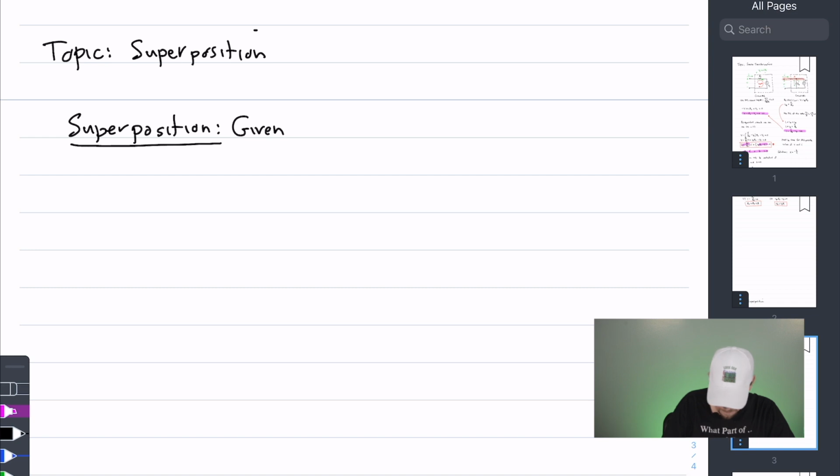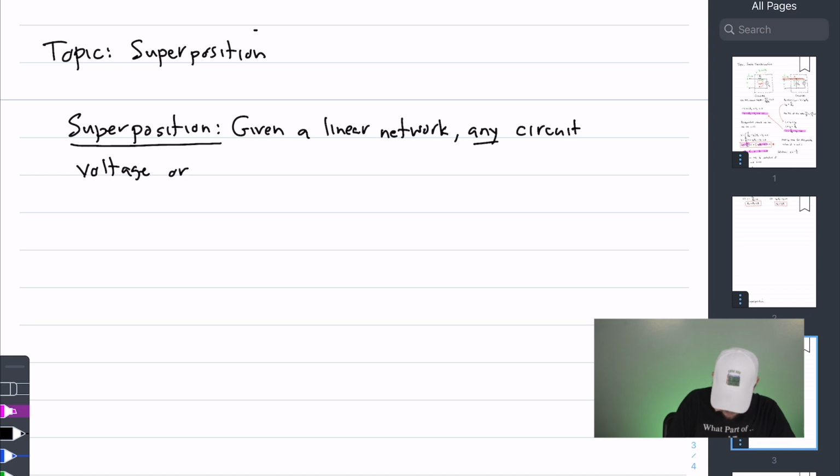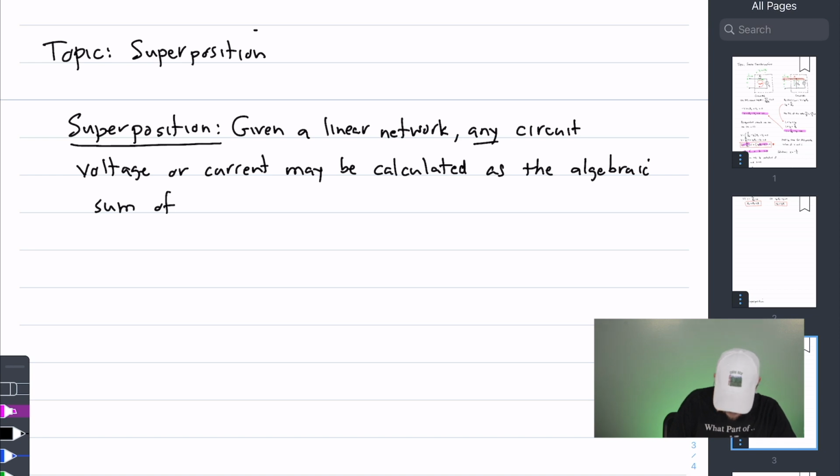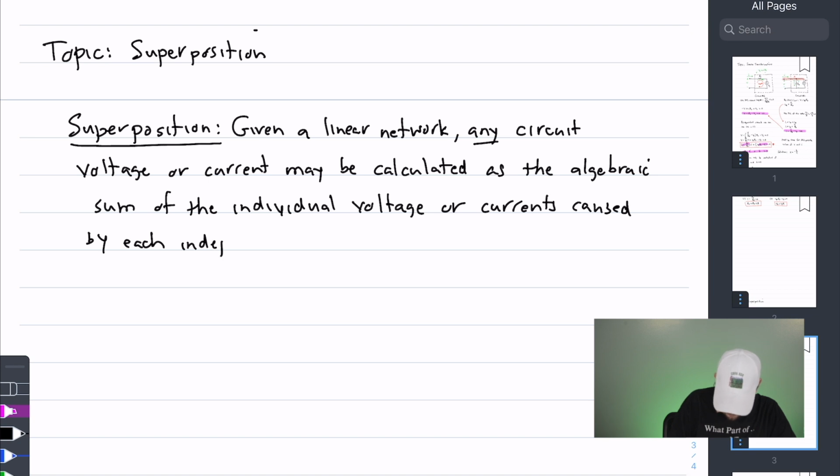It states that given a linear network, any, and I do underline any, circuit voltage or current may be calculated as the algebraic sum of the individual voltage or currents caused by each independent source acting alone.